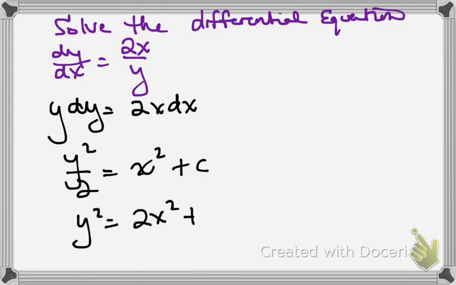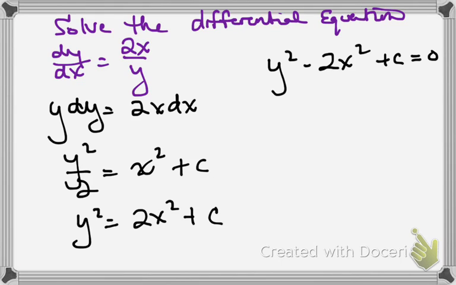Now you could write 2c, but c is just any old constant anyway, we don't know, so we're just going to keep it as c. Last thing we're going to do here is move everything to one side to write it in the format of something like this: y squared minus 2x squared. And you could write plus c or minus c. Again, we don't know what c is.